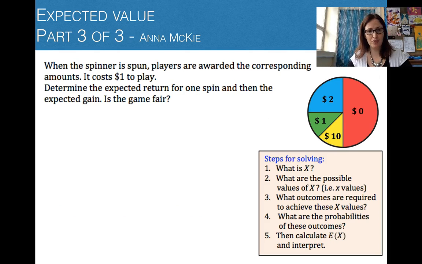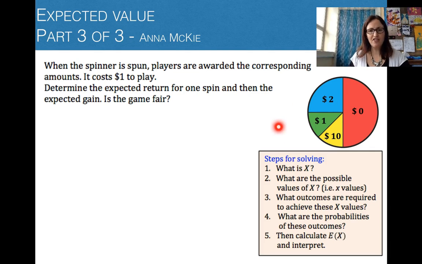So, 2 examples. We have a spinner here. And when the spinner is spun, players are awarded the corresponding amounts, and it costs $1 to play. We have to work out the expected return on one spin and then the expected gain. And is it fair? So you might ask yourself, okay, well, it costs $1 to play. Should I play it or not?